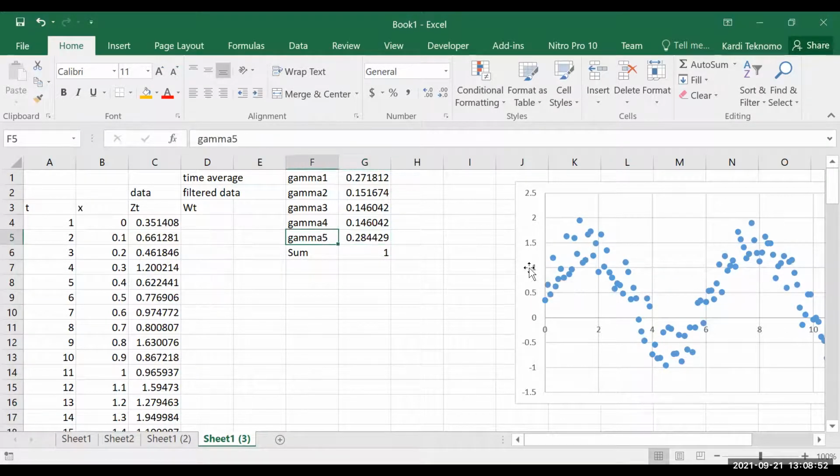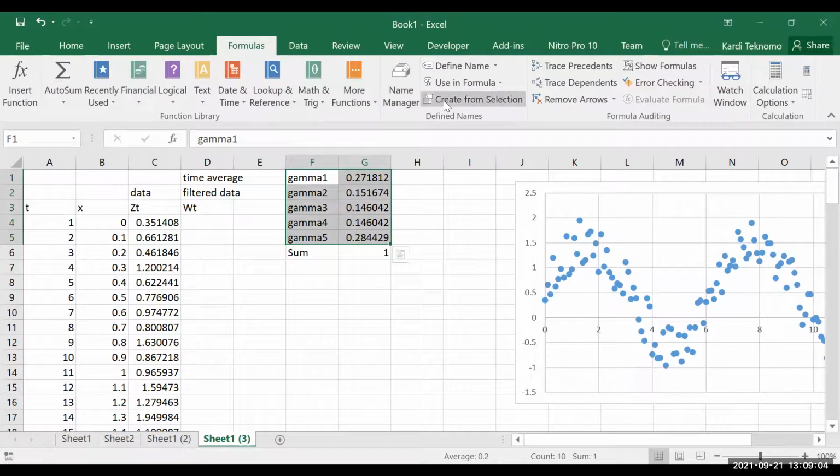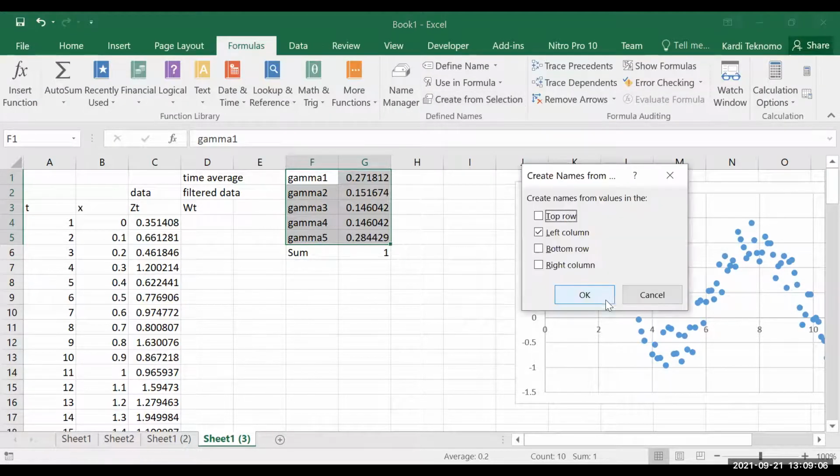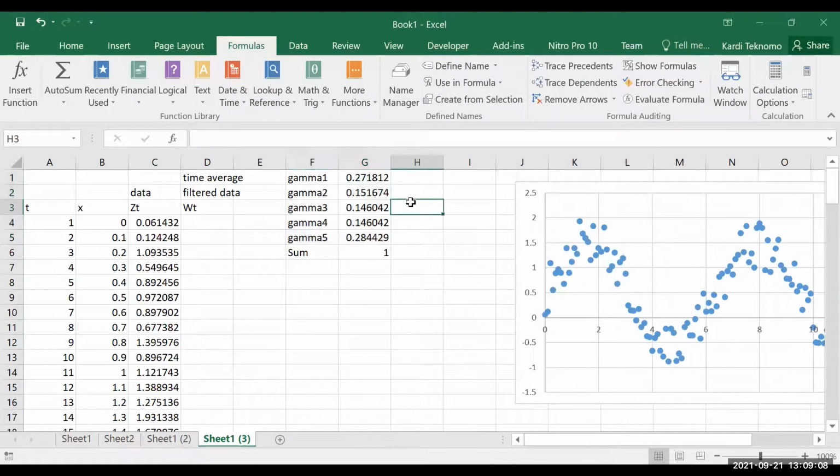So this is the gamma that I have for Butterworth filter. So I will name this parameter. Formula, create from selection. Okay. Now I get the gamma 1, gamma 2, gamma 3, gamma 4, gamma 5.